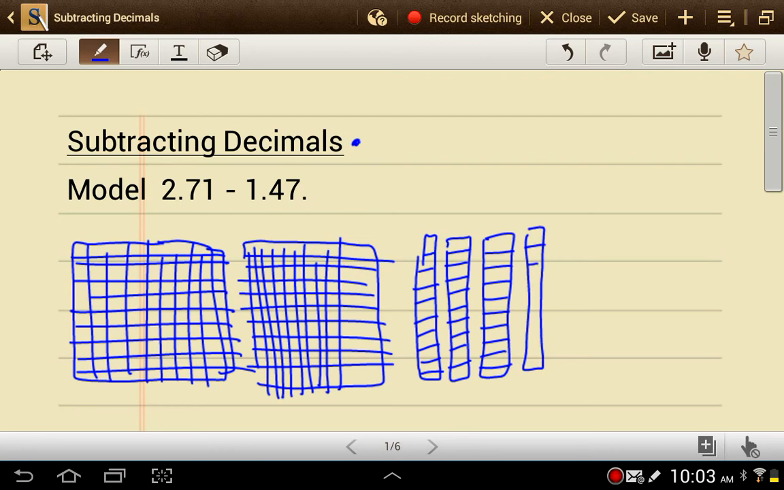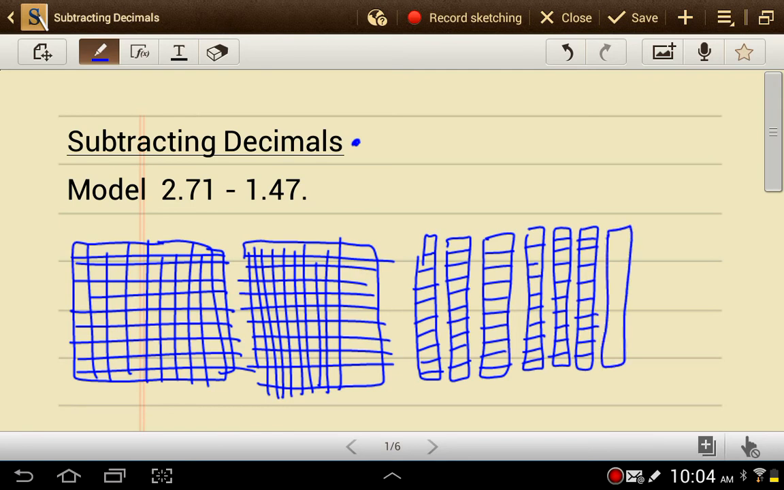I make 7 of these strips, and I've got one more. And then I'm going to make 1 to represent my hundredths. Okay, so what I have here is 2 point 7, 1.